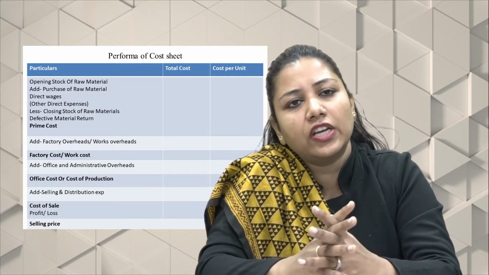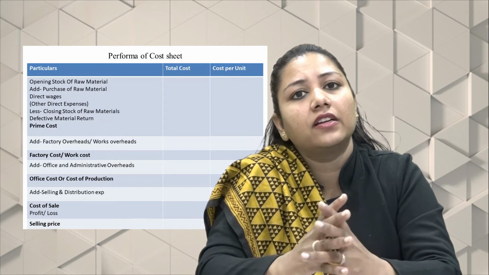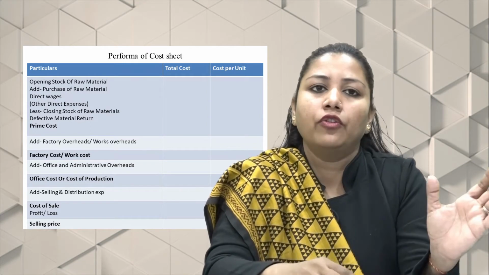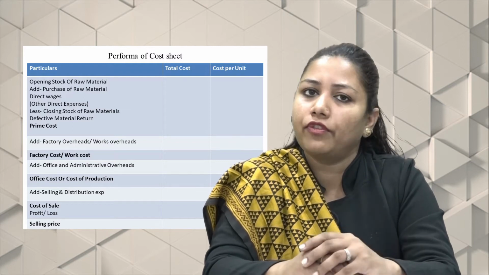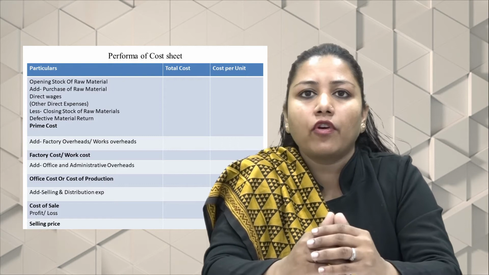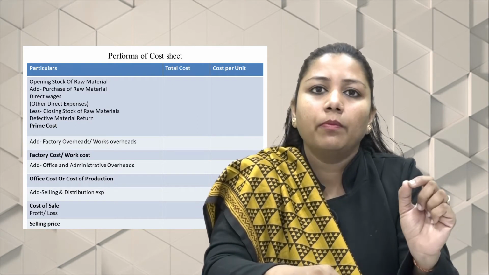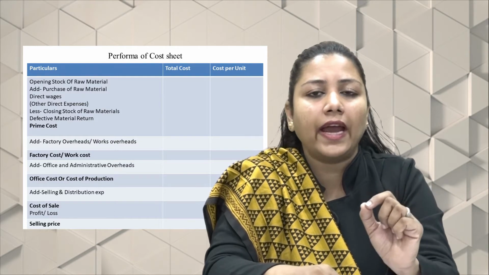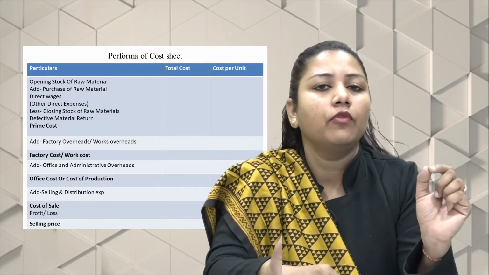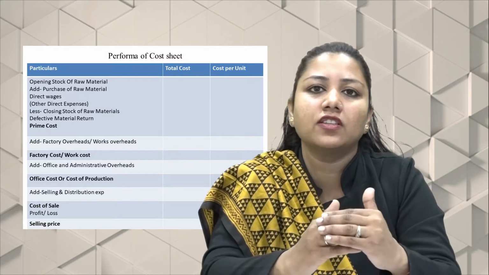There are some stages and expenditures which are included in the raw material consumed. If an illustration gives the opening stock of raw material, the purchase of raw material and the closing stock of raw material, then we find out the raw material consumed. If purchase is given, we have to add it to the raw material. If closing stock of raw material is given, we have to deduct it. Then we find out the raw material consumed. This is the first stage.